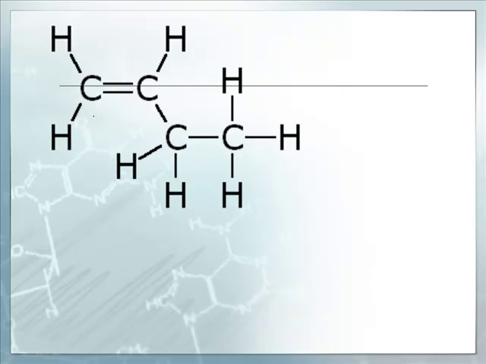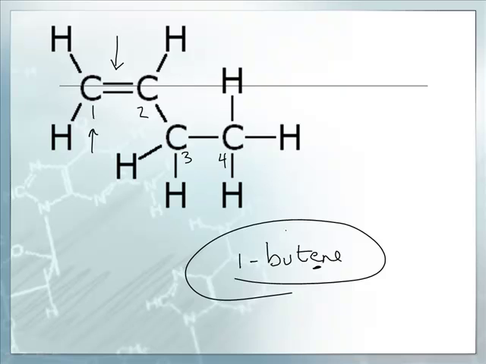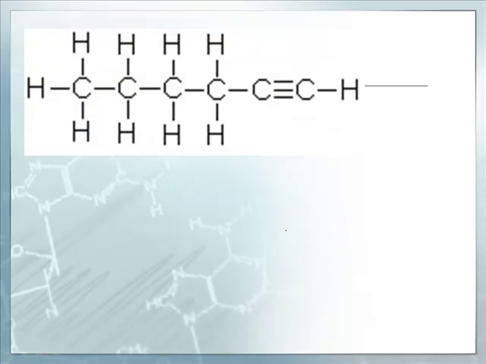There are 4 carbons. So 1, 2, 3, 4. Now I'm going to number it this way because I want the double bond to have the lowest possible number. So this is going to be, there's 4 again, butene. The E-N-E says it's got a double bond, and I'm actually going to say 1 butene because it's between carbon 1 and 2. You get the lowest number possible for the double bond. So 1 butene looks like that.